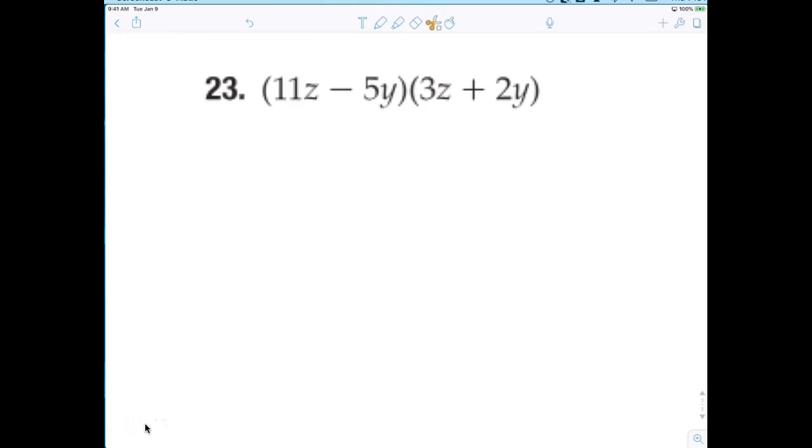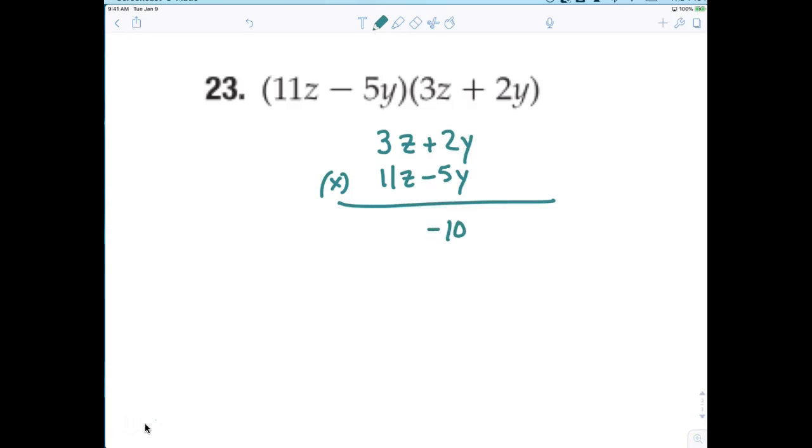Now, I always write in alphabetical order, but sometimes you can't, or sometimes they don't set it up in alphabetical order. In this particular case, they didn't really set it up properly. I would have probably put the Y first, but they have the Z first. Not that it matters, but let's take a look at it now. 3Z plus 2Y, and then 11Z minus 5Y. We're going to multiply that. When I multiply that, that becomes negative 10Y squared.